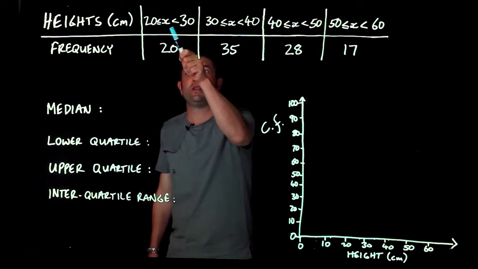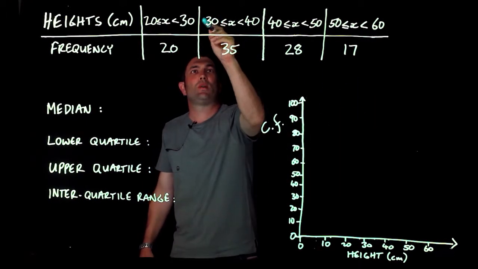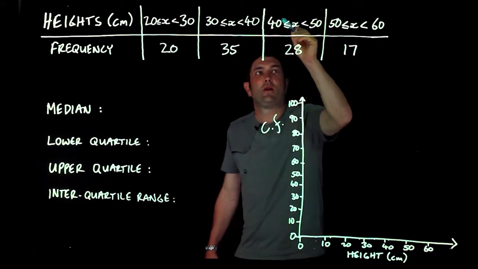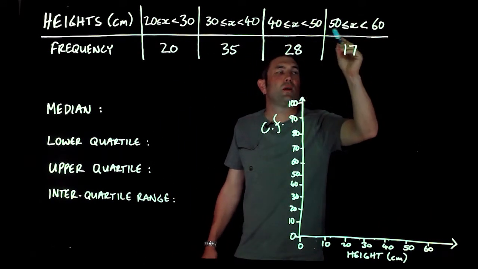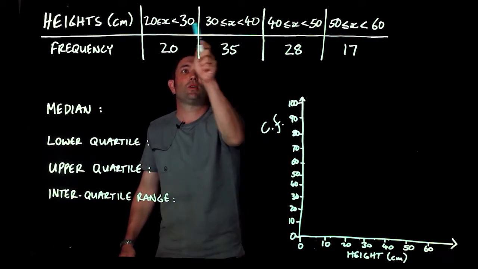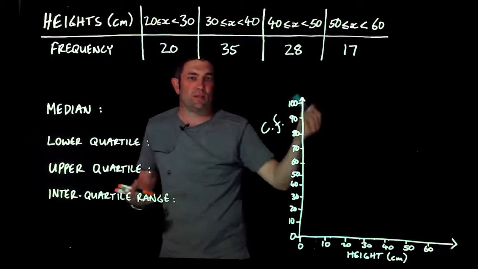So it could be 29.999999 forever and ever. Okay, same with this one. This includes 30, but doesn't quite get to 40. Includes 40, doesn't quite get to 50, includes 50, doesn't quite get to 60. So you've got to be aware of that. This notation is very common. The X just means that that's the heights, all right?